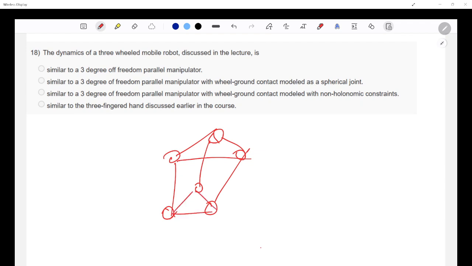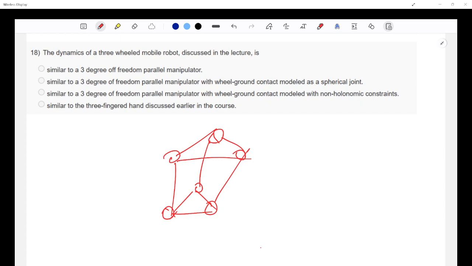Okay, so the degrees of freedom of the robot is x, y, psi. It is 3 degrees of freedom, so equivalent to a 3-DOF parallel manipulator. In a normal parallel manipulator, the constraints are holonomic. It is position based. But in wheeled mobile robots, wheel-ground contact gives non-holonomic constraints. The system behaves like a parallel manipulator plus non-holonomic constraints.